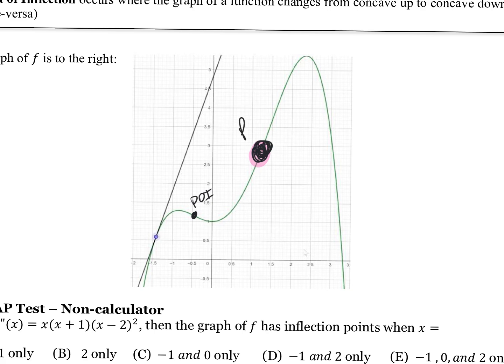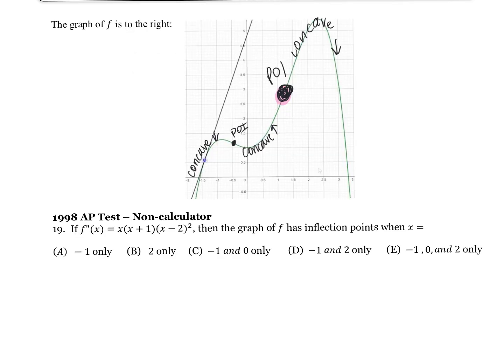Okay, yeah. There's another point of inflection because we changed from, and maybe you just write yourself a little note. This is concave down. Then we're concave up. Then we're back to concave down. Okay, so let's go see how we find those points of inflection.